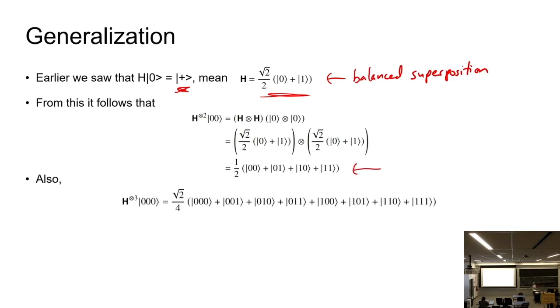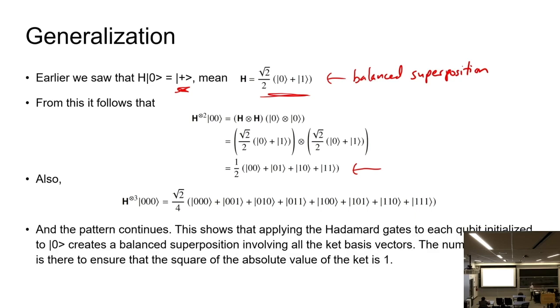And if we want to think about the 3-qubit system, so the tensor 3 Hadamard gate applied to all of our 3 qubits initialized to 0, it's just going to be square root of 2 over 4 times all possible permutations of the 0s and 1s in our 8-dimensional system. And the pattern continues, right? So this shows that applying the Hadamard gate to each qubit initialized to 0 creates a balanced superposition involving all the Ket basis vectors, just like we saw for the 1-qubit system.